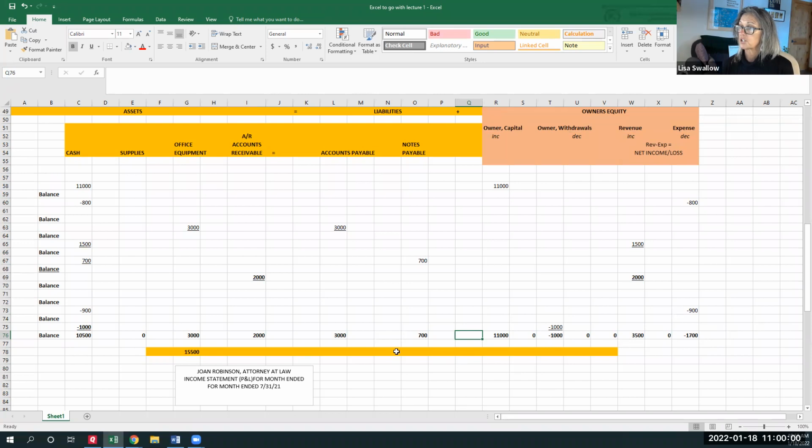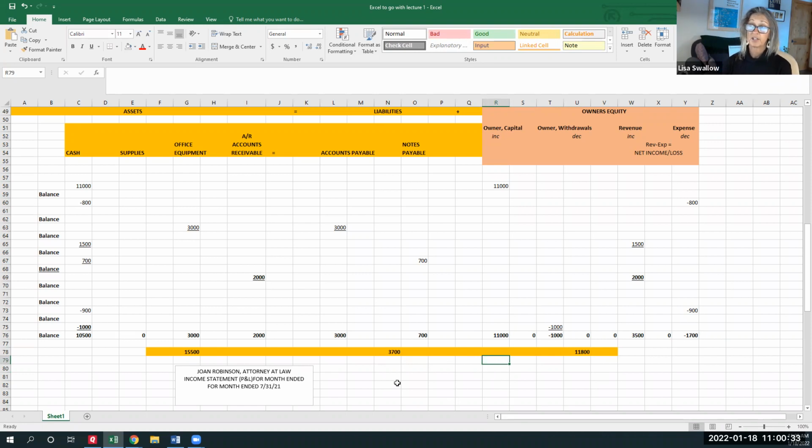So let's make sure my liabilities plus my equity have to equal my assets, right? So I'm just doing a check here. Okay, so 15,500 are my assets, and 3,700 plus 11,800 are my liabilities and owner's equity, and they balance. So that's great.